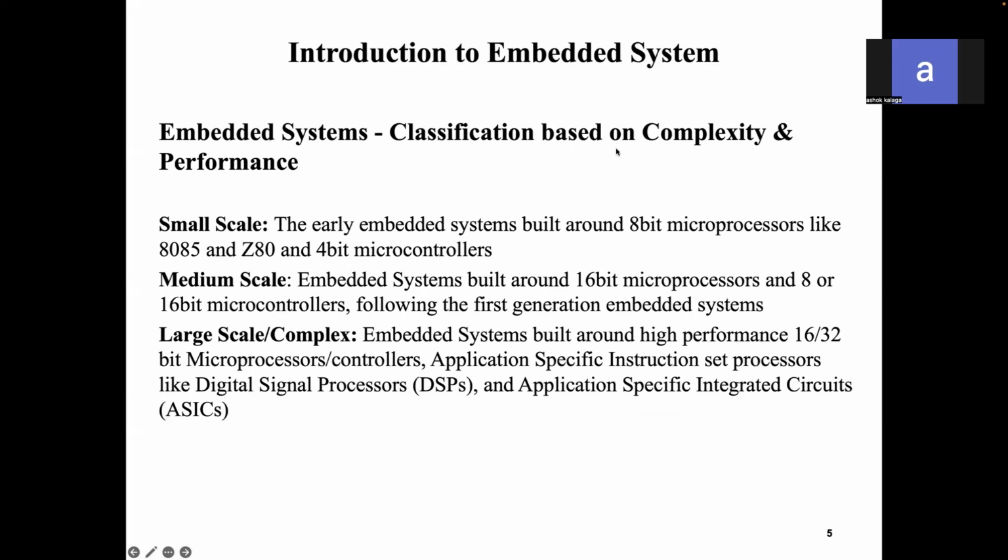Second one, the classification based on complexity and performance. Based on the complexity and performance of the system, we can classify it into three different types: small scale, medium scale, large scale. First one, small scale: the early embedded systems built around 8-bit processors like 8085. So these are called small scale. Medium scale: the embedded systems built around 16-bit processors, and 8-bit or 16-bit microcontrollers following the first generation. So these are called medium scale.